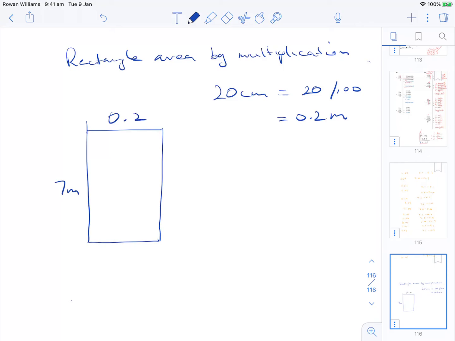Now I can solve, because I've got meters by meters, I can multiply them together and I'm going to get an answer in meters squared, not in meters, centimeters. No one uses that. We only use meters squared, centimeters squared. So you've got to have this part here the same before you do it. So now I would go height times width equals, height was 7 meters times 0.2 meters, which equals 1.4 meters squared.